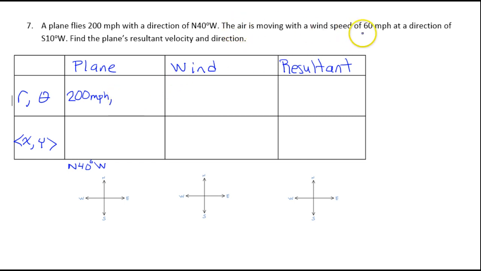The air is moving with a wind speed of 60 miles per hour. There's your magnitude, 60 miles per hour. Now the direction is south 10 degrees west. That's not something that I can put in my calculations. So I'm going to have to convert that to something I can work with. South 10 degrees west. So let's deal with these directions.